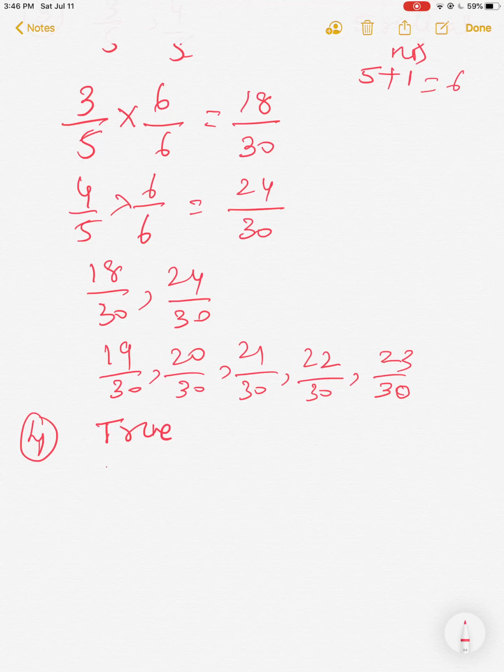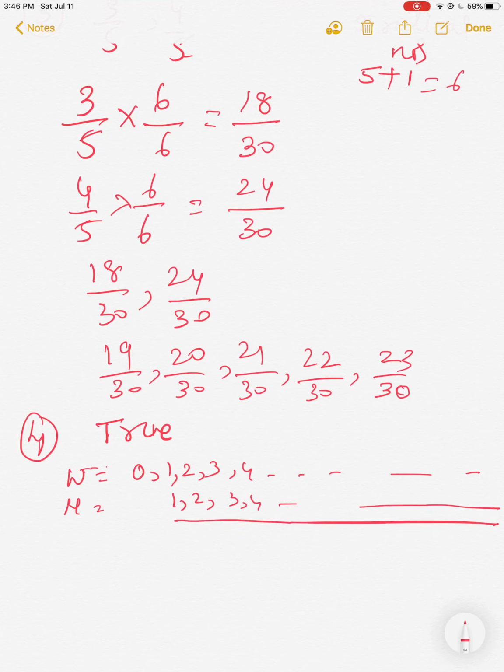See, what is asked here? Every natural number is a whole number. If you take the set of whole numbers, 0, 1, 2, 3, 4, infinite numbers, and natural numbers 1, 2, 3, 4, then whatever natural numbers are there, all of them are there in the whole numbers. That means all natural numbers are whole numbers. But all whole numbers are not natural numbers because 0 is not in the natural numbers. That is why not all whole numbers can be natural numbers.